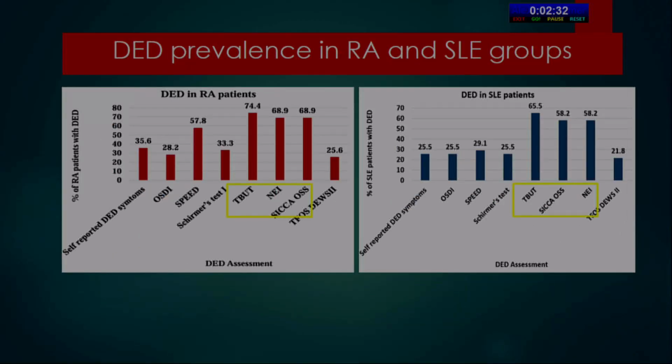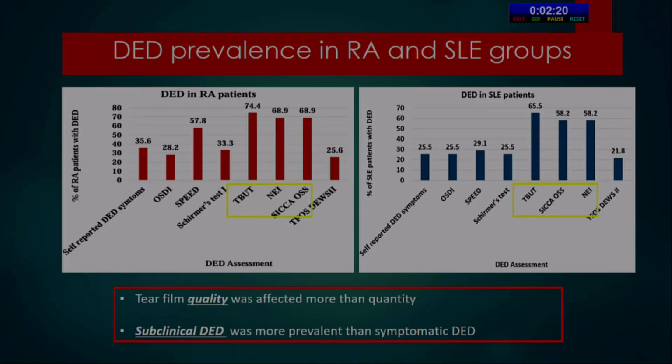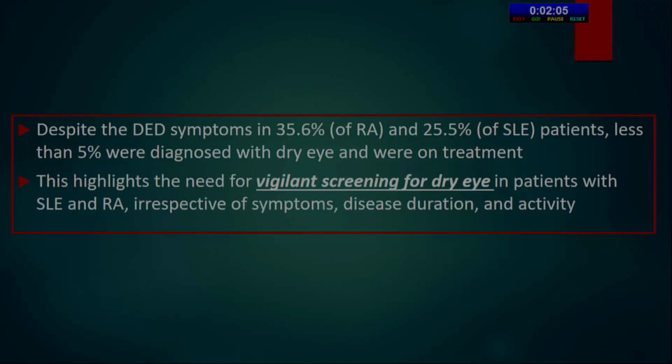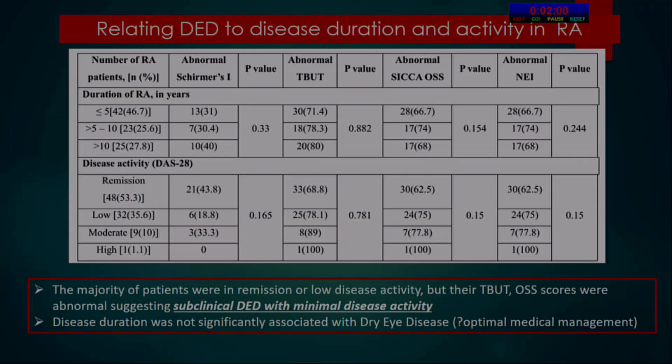Regarding dry eye disease prevalence in the RA and SLE groups, the majority of the population in both groups had abnormal tear film breakup time and ocular surface staining when compared to OSDI or SPEED scores and Schirmer's test. Tear film quality was affected more than the quantity, and this suggests that subclinical dry eye disease was more prevalent than symptomatic dry eye disease. Despite the symptoms in both groups, which was 35% in RA and 25% in SLE, less than 5% were diagnosed with dry eye and were on treatment. This highlights the need for vigilant screening for dry eye, irrespective of symptoms, disease duration, and disease activity.